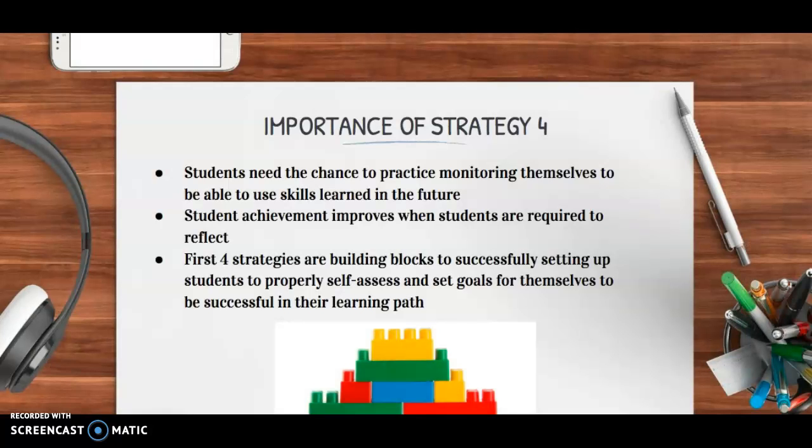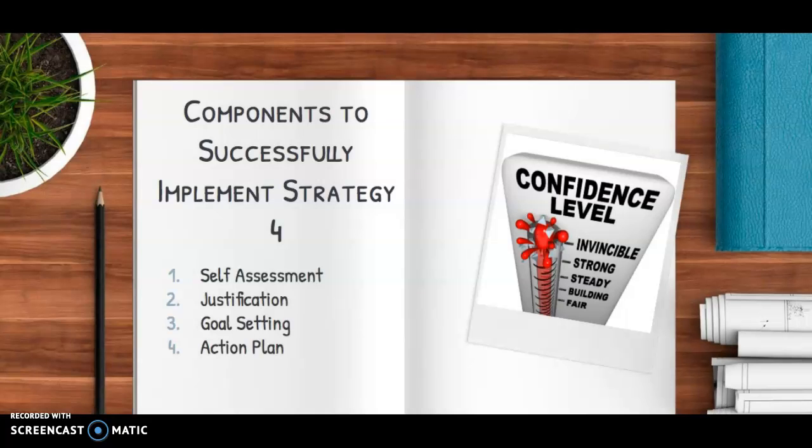Strategy 4 is the building block to help them successfully set themselves up on a good learning path. They need a chance to practice and monitor their skills in order to improve. In order to implement Strategy 4 successfully, you have to complete 4 things: self-assessment, justification, goal setting, and an action plan.